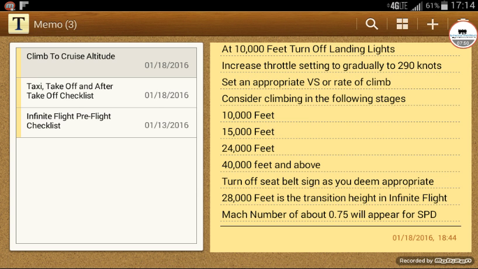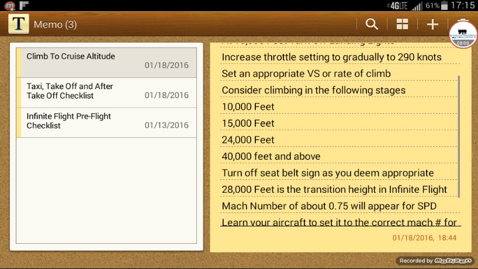Sometimes I know a normal climb altitude is 36,000, 39,000, or what have you. The highest I've personally ever been in a real airplane is flight level 410. I've never been higher than that.